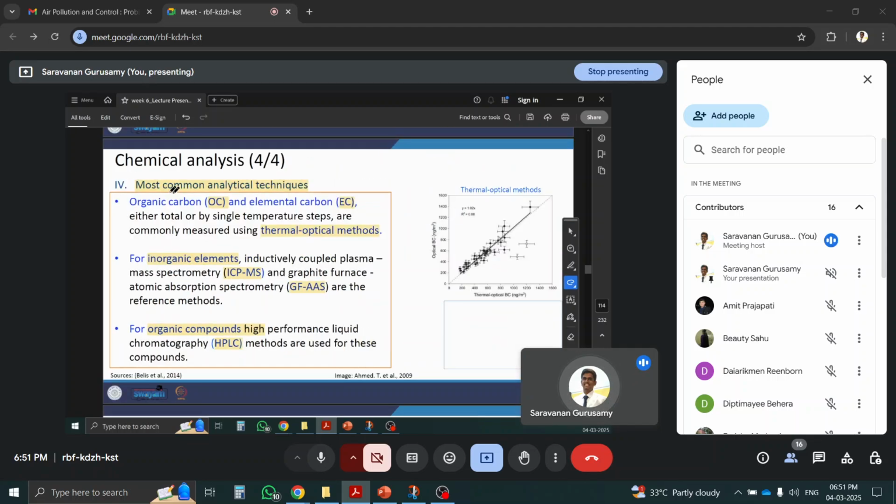And the chemical analysis, like organic carbon and elemental carbon. Inorganic carbon we can find from ICP-MS and the AAS, that is a graphite furnace AAS, and then the organic carbon we can find from HPLC.